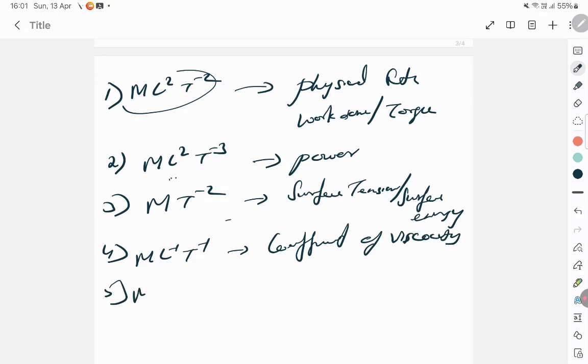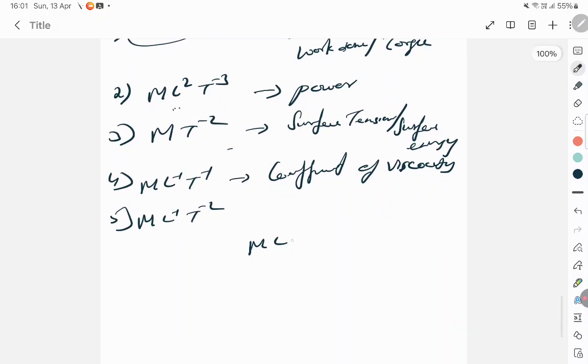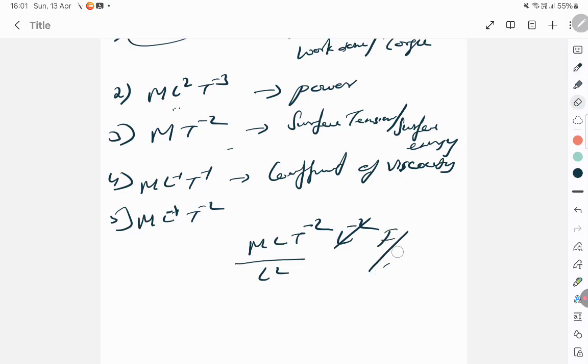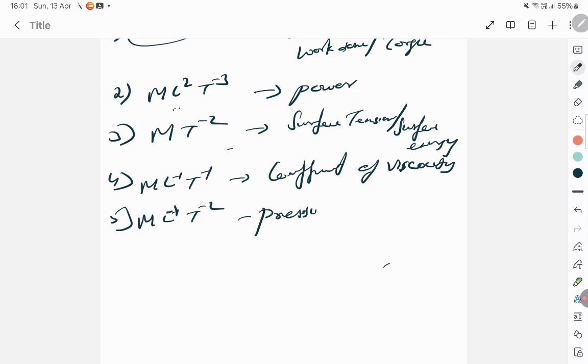Fifth question, ML to the power minus 1 T to the power minus 2. MLT to the power minus 2 is force, but it has become L to the power minus 1, which means L to the power minus 2 is multiplied, and T to the power minus 2. So this is like force by L square, force by area, which is nothing but pressure. Therefore this unit is nothing but pressure. Pressure also and stress also. Remember? So like that you can write whatever comes your way. You can identify those physical quantities.